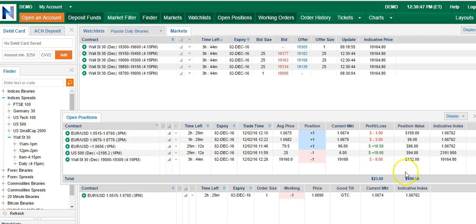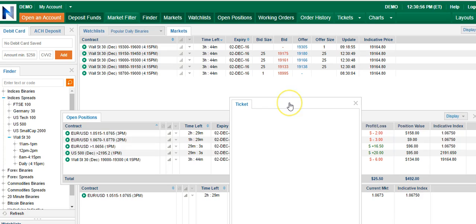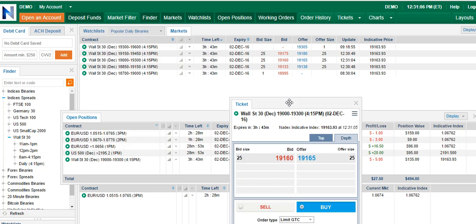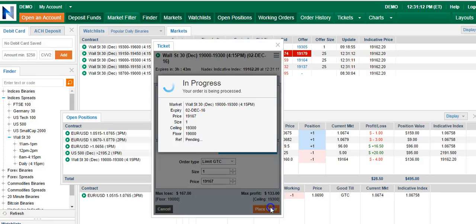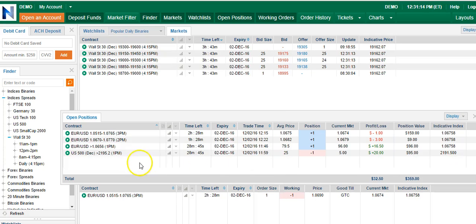Lastly, let me get out of one of these trades. I don't think I've done that here in the spreads. If you ever need to get out of a trade, let's say you don't like this Wall Street trade anymore, just click on it in your open positions. A ticket will pop up. It'll pop up in the opposite direction of your particular order. In this particular case, I had a sell position, so you can see it's highlighted blue, and they automatically filled in the price there. I just hit place order, and you can see that I'm no longer in that position.